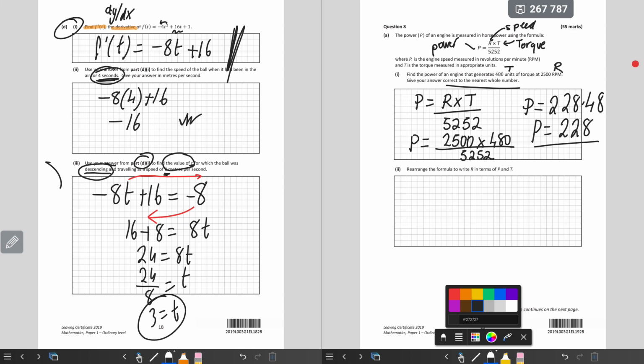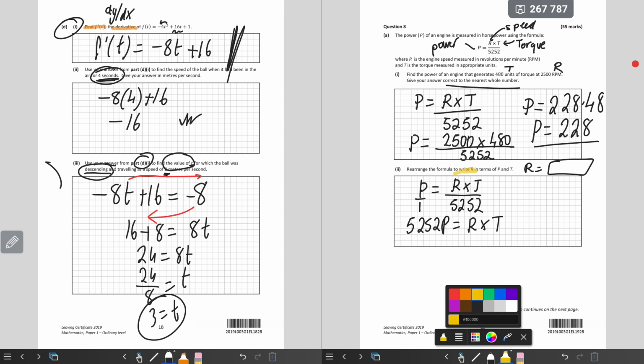Next one. Rearrange the formula to get R in terms of P and T. Now this is where it gets a wee bit more tricky. This is your algebra. Now when it says write R in terms of P and T, that means we want at the end R is equal to something. So at the minute we have this. P is equal to R times T over 5252. How would you get rid of the fraction? Put it back over. Good. Bring it back over. You might say cross multiply. So you've got 5252P is equal to R times T.